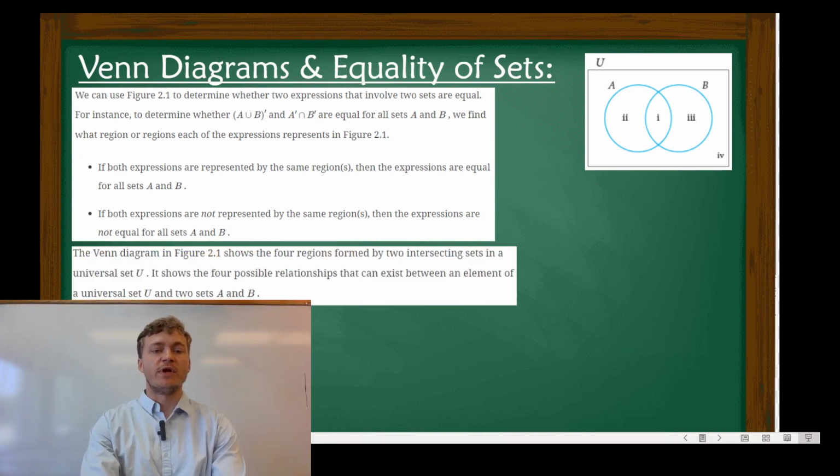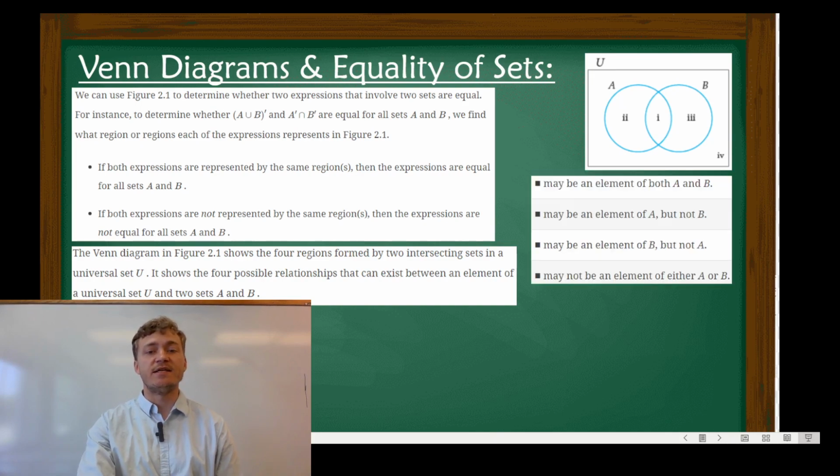To have it written correctly in our notes, we see that the Venn diagram shows the four regions formed by two intersecting sets in a universal set. It shows the four possible relationships that can exist between an element of a universal set and two sets A and B. That is, an element may be in both A and B, found right in the middle. That's the intersection. We're going to call that region 1.